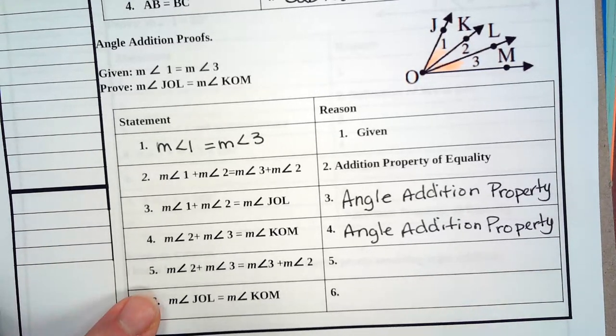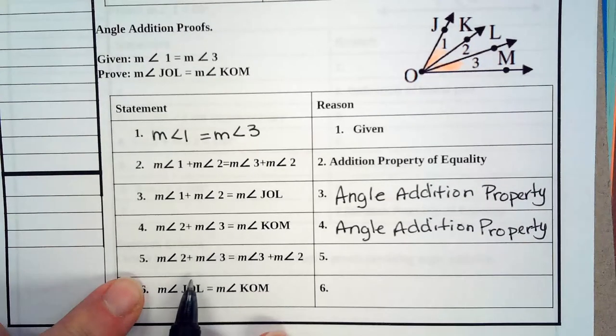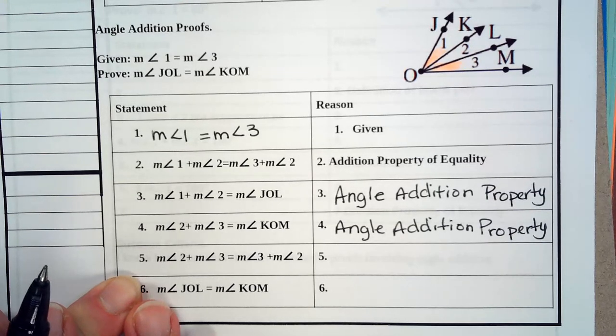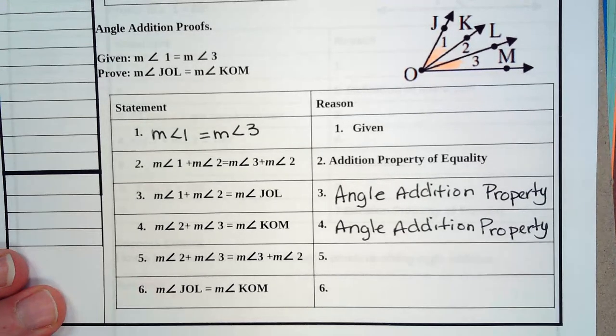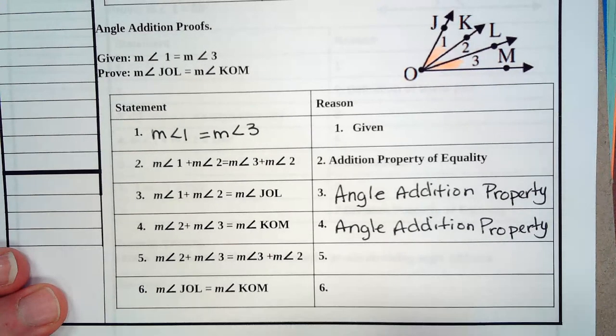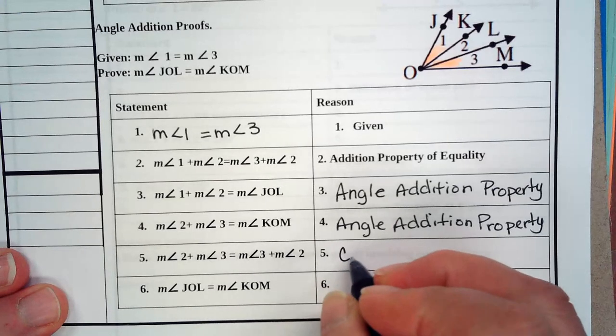Okay. What have we done here? The measure of angle 2 plus the measure of angle 3 equals the measure of angle 3 plus the measure of angle 2. What property is it that says order does not matter? That is the commutative property.